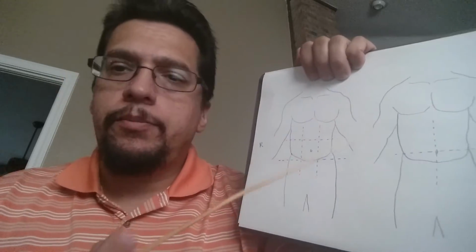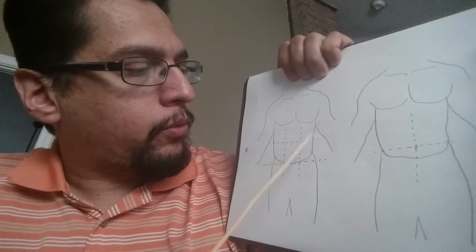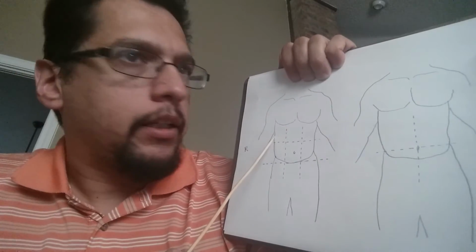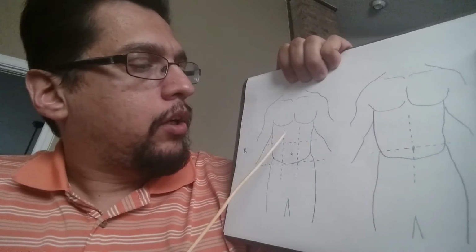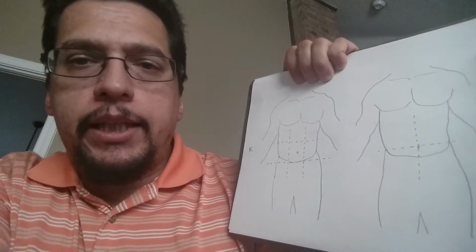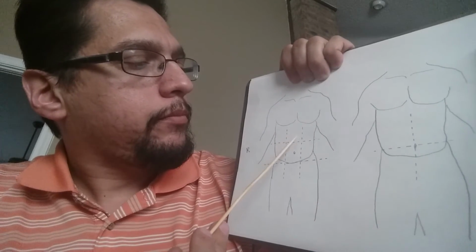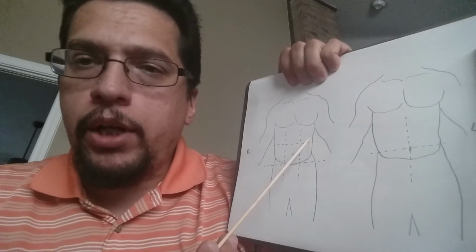We'll move on to this section here. The regions consist of 9 locations. We have here a total of 9 locations. The first one being, we'll start up here, this row, and we'll start on the right side. And you will find here the right hypochondriac region. Over here you will find the epigastric region. Over here you will find the left hypochondriac region.